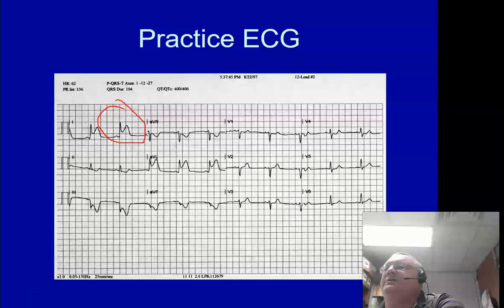Let's see here. Wow, we could see massive depressions there. Massive depressions there. Ooh, depression there. That's aVR, so we really don't look at him.